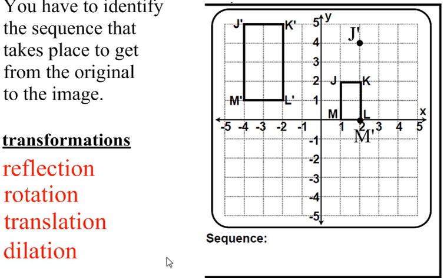L is at 2, 0. So 2 times 2 is 4, and 0 times 2 is, again, 0. The last point is K, which is at 2, 2. So 2 times 2 is 4, and 2 times the y, which is 2, is also 4. So you have 4, 4. You're going to put your point there, and that is K prime.